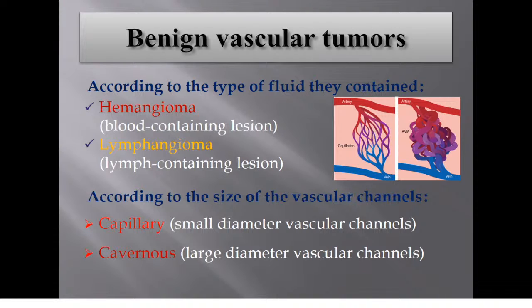large diameter vascular channels. Mulliken and Glowacki described a biological classification based on endothelial cell characteristics, physical findings, and natural history that differentiates vascular lesions with endothelial cell proliferation, for example hemangioma, from lesions with structural anomalies. It's vascular malformations.